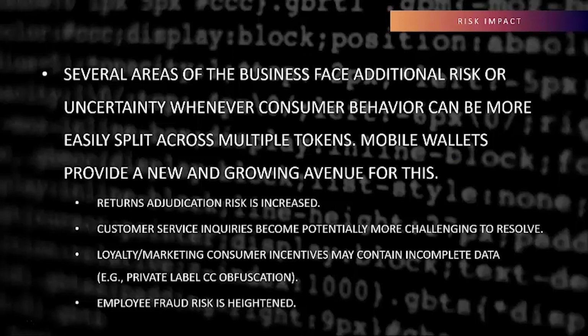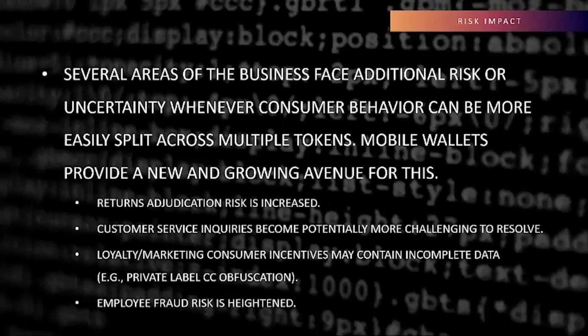We think several areas of the retail business face additional risk or uncertainty, and this is generally true whenever consumer behavior can be more easily split across multiple tokens. Mobile wallets just provide a new and growing avenue for this, but it raises some risk with our return adjudications. It creates another account number that our linking processes through Verify need to bring into a broader consumer history, which fortunately we're able to do using those linking processes that we already have in place today. It creates some potential for customer service inquiries to become more challenging to resolve. Anything that is dependent upon a retailer's customer service group being able to pull up the transaction history related to a specific payment card may now have some blind spots if the mobile wallet device account number is not also being taken into account.